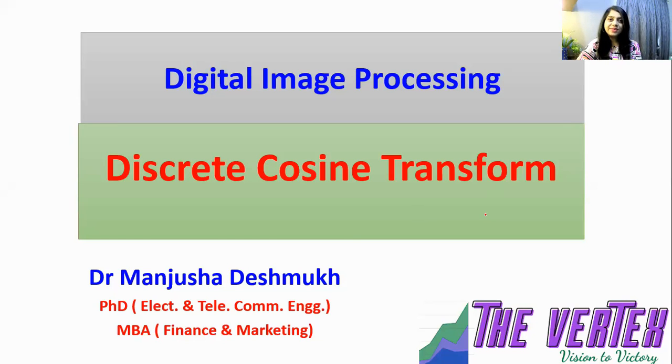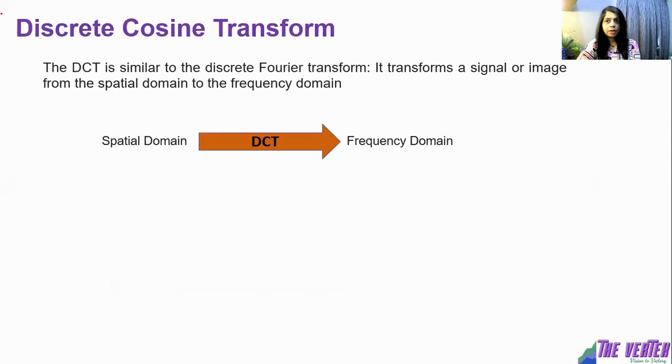Hello everyone. In this video, I am going to explain discrete cosine transform, which is a topic of digital image processing. Now, discrete cosine transform, DCT, is similar to discrete Fourier transform. That means DCT and DFT are similar. DCT transforms a signal or image from spatial domain to frequency domain. So what does DCT do? Discrete cosine transform transforms an image from spatial domain to frequency domain.